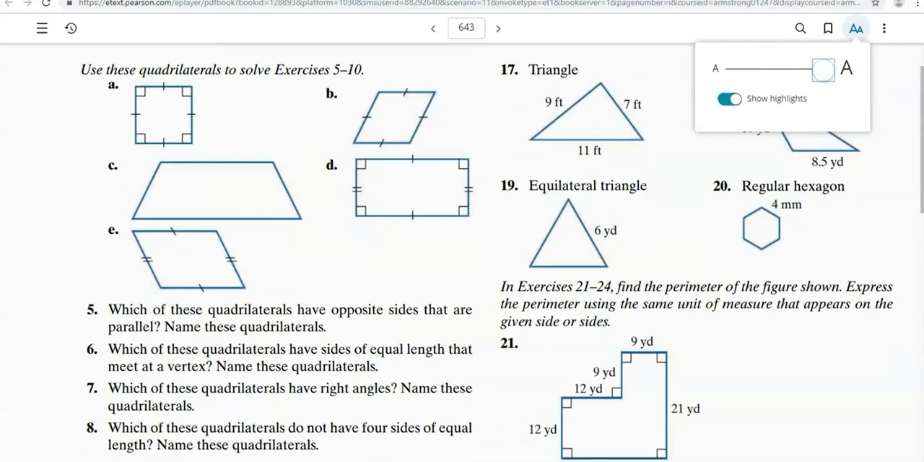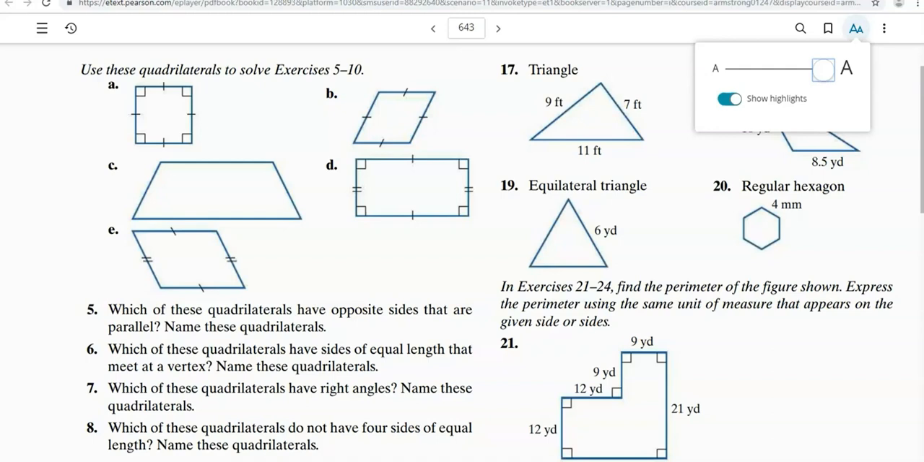Okay, so up here you could talk about the square because it is a parallelogram, and parallelograms have opposite sides that are parallel. You could talk about the rhombus because it is a parallelogram. Any shape up there that is a parallelogram has this. Opposite sides are parallel. The only one you wouldn't talk about in here would be the trapezoid because it only has one set of opposite sides parallel.